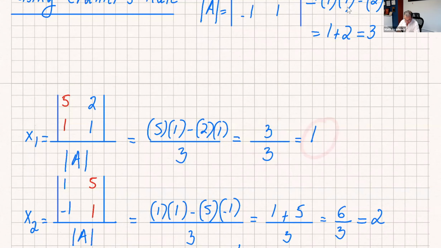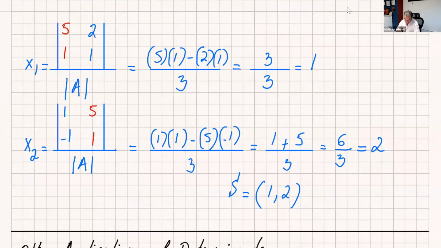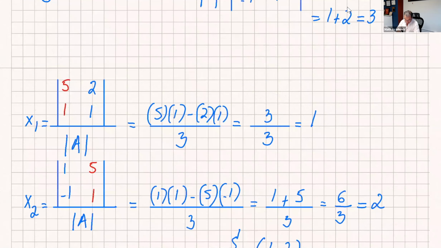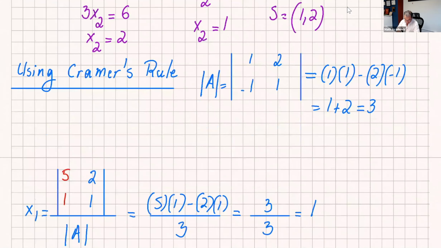To solve for x2, you take the second column and you substitute that by the constant column, and it's 1, 5, negative 1, 1. And if you find the determinant of that, you get 6 divided by 3, and that answer is 2. And as we see, the solution is 1, 2, which is the same answer.